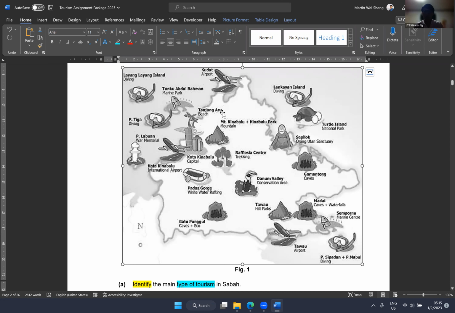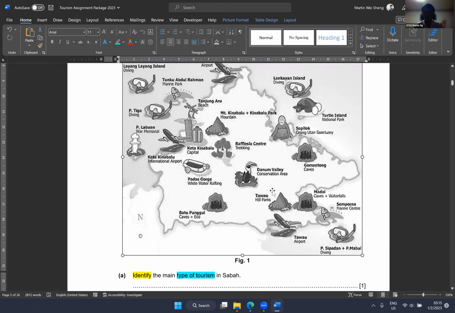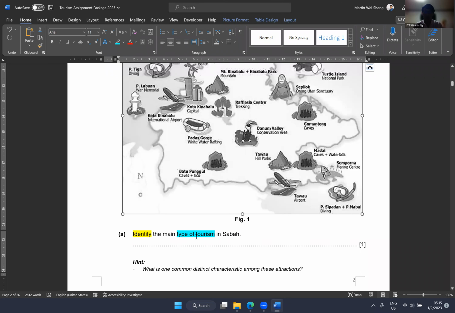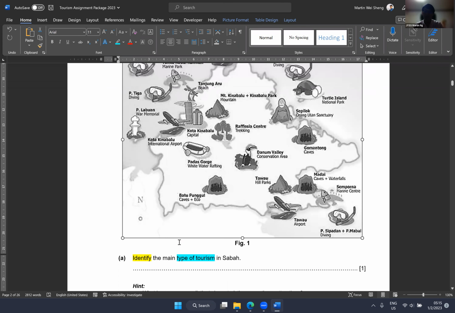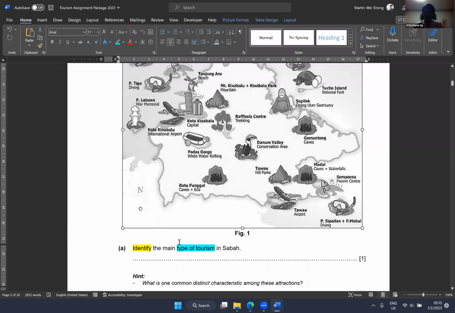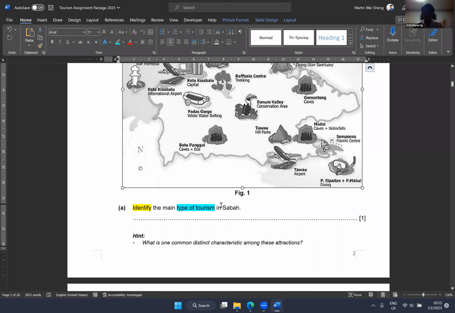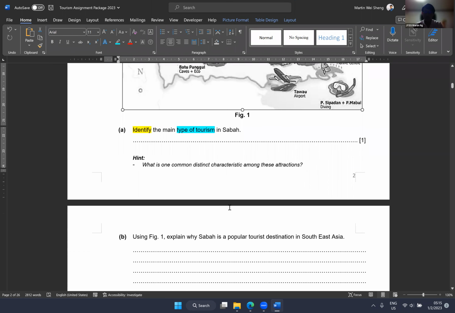Okay, so you can tell from this diagram that tourism in Sabah is mostly outdoors, okay, mostly to natural areas, right? Natural outdoor places. So think about it, okay, which type of tourism that you learned actually visits the natural outdoor area? Okay, that would be your answer. Right, so that is how to identify the main type of tourism in Sabah.